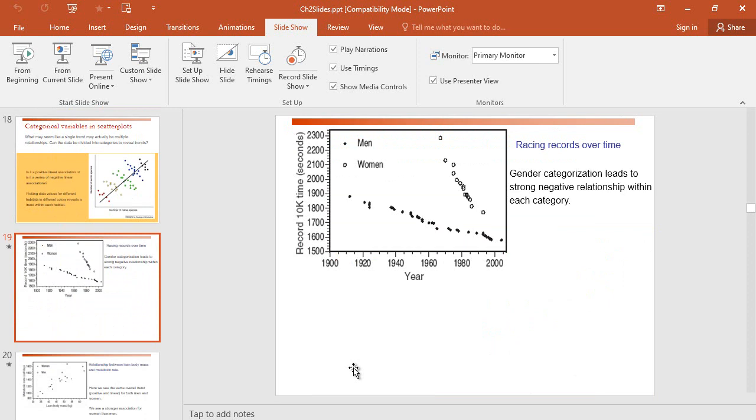Colors are also helpful in comparing categories of data values. So in this picture, we have time along the horizontal axis, and we have the racing records along the y-axis. This is the record for 10K races. So we've drawn the data points for men and women.